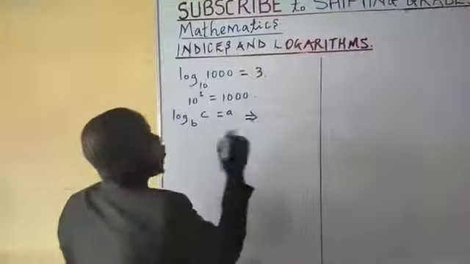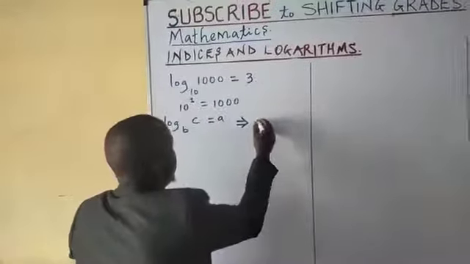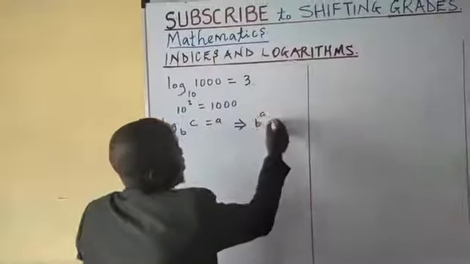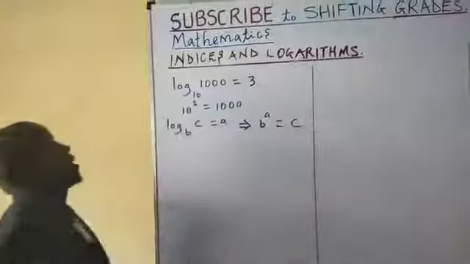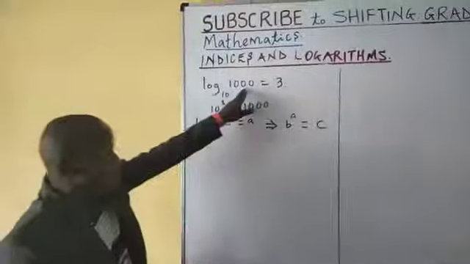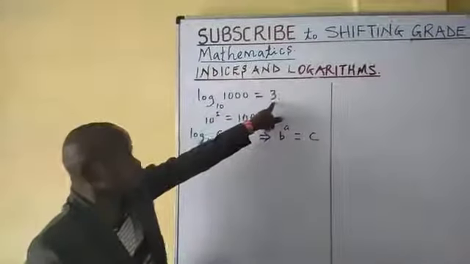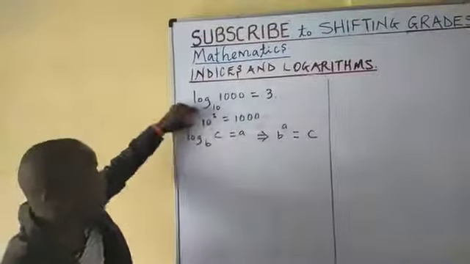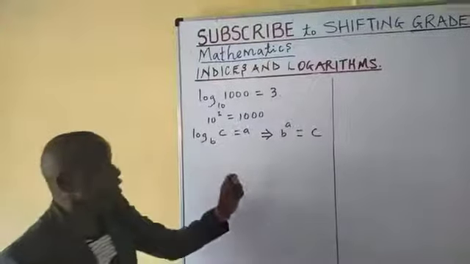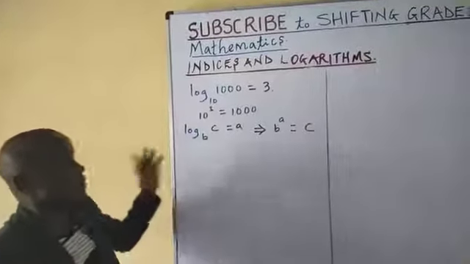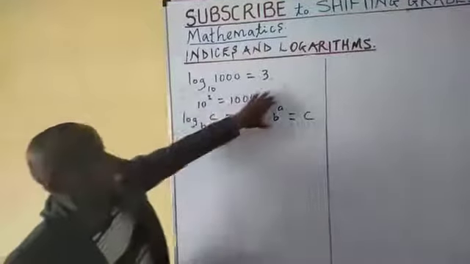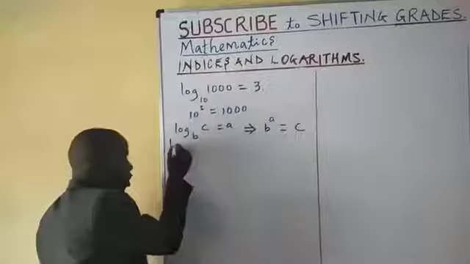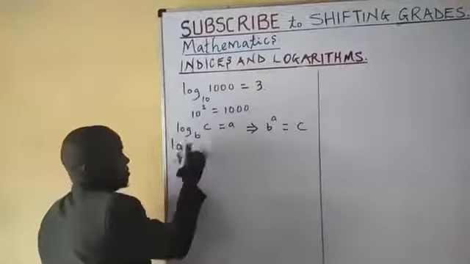that when we take b and we raise it to power a, we will get c. Therefore, log 1000, for example, to base 10 is equal to 3 means that 10 power 3 is equal to 1000, which is here. Therefore, an expression or an equation can be changed from logarithm form to index form following this relationship. I now want to give the laws of logarithms.